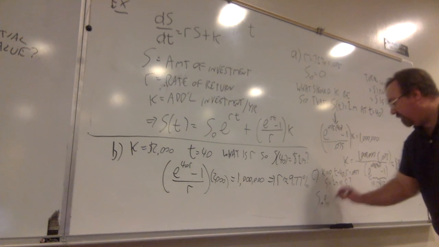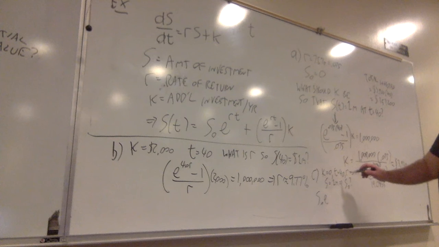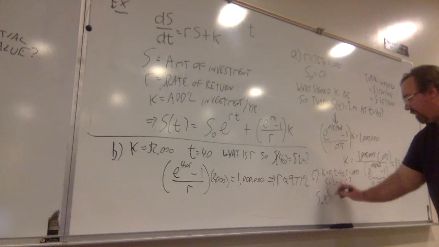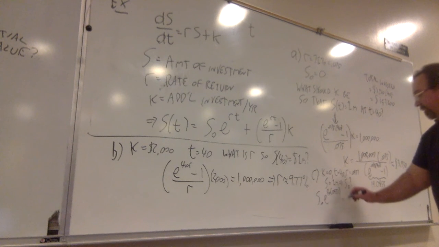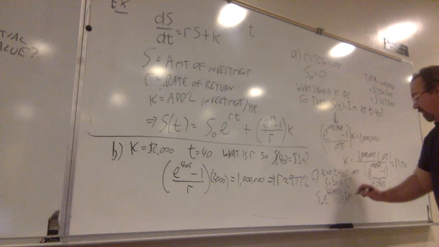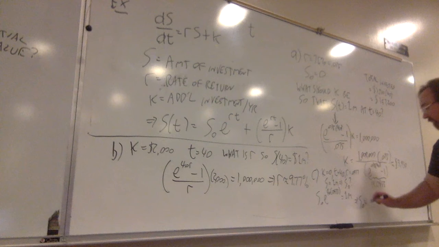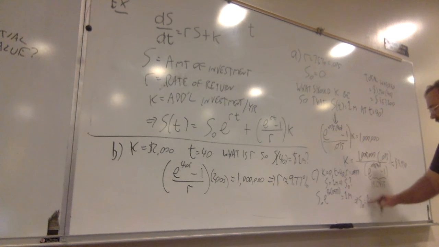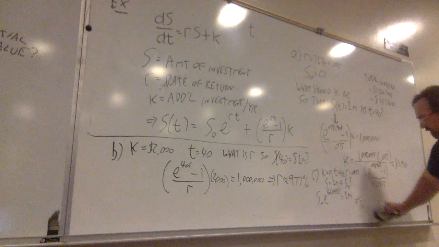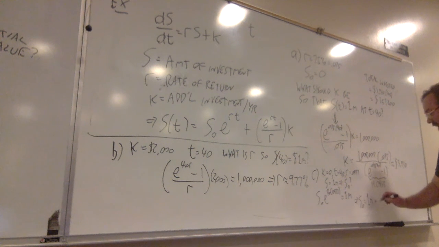So S naught e to the RT. So 40 times 0.0977 is equal to 1 million. So what I need to do is solve for S naught. So S naught is going to be $1 million times e to the minus 40 times that rate of return.